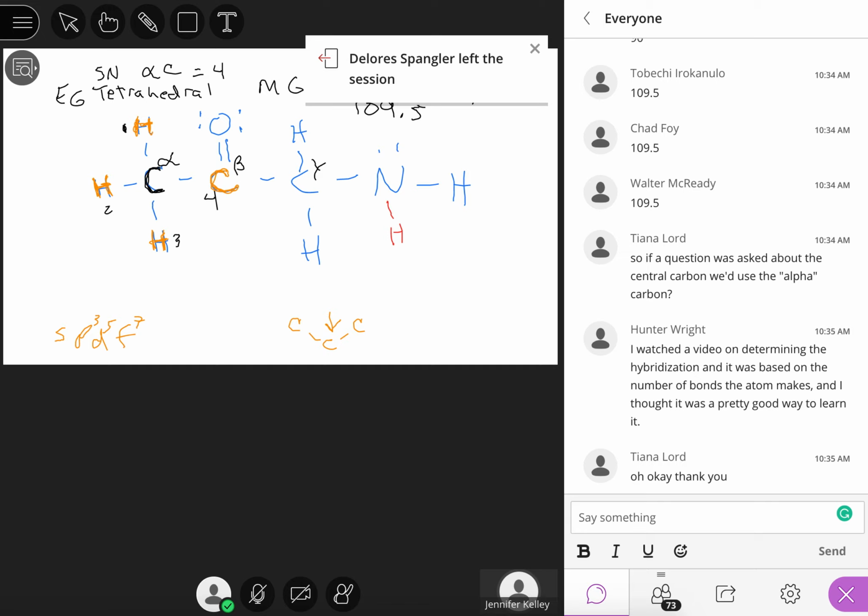Yes, absolutely, it is. It's based on the number of bonds that the atom makes. You want to remember to include the lone pairs as well. And okay, so we're going to do the next one.